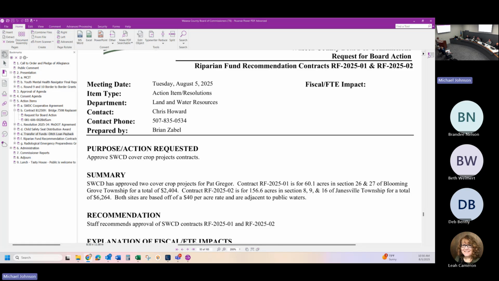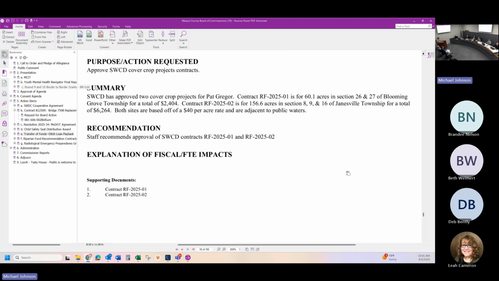If you pick through it, on the contracts that were attached, the section numbers on the SWCD contracts were incorrect. They are correct in your board agenda packet. They're in sections 26 and 27 of Blooming Grove and sections 8, 9, and 16 of Janesville Township for a total of $6,264 based off a base rate of $40 per acre.